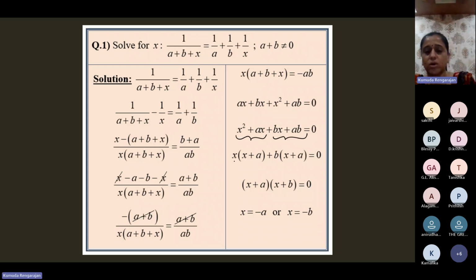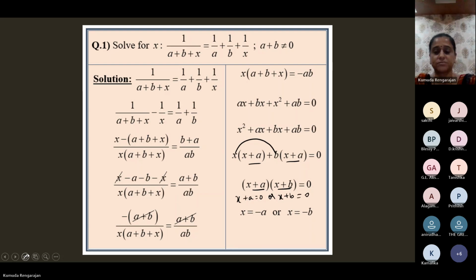Okay, x is common. X into x is x squared. X into a is ax. B into x, bx. B into a, ab is equal to 0. Now x plus a is common. So write it once. And then in the other bracket, x plus b is equal to 0. So that means x plus a is 0 or x plus b is 0, which means x is equal to minus a or x is equal to minus b.